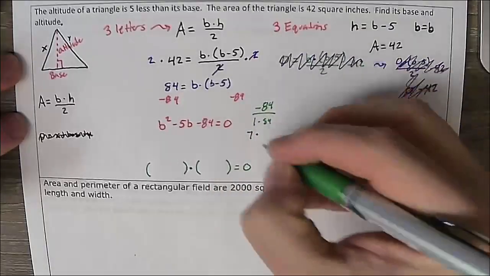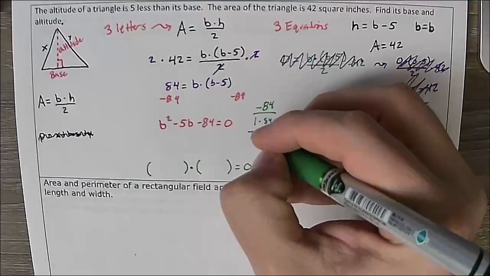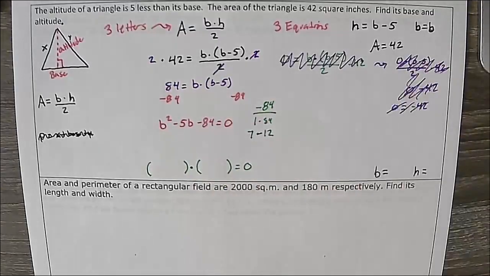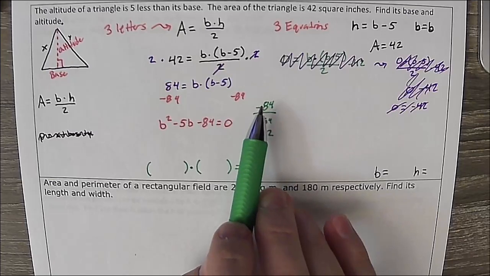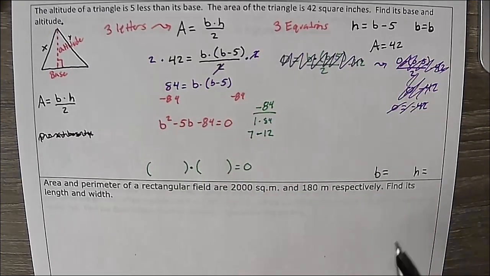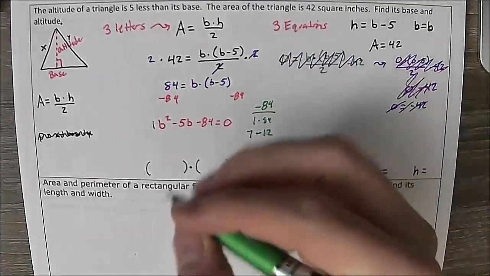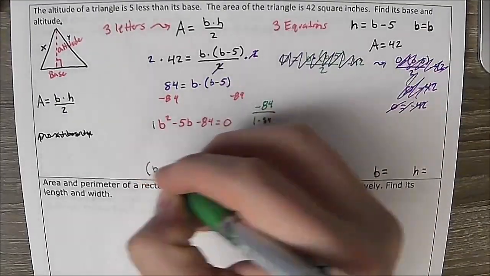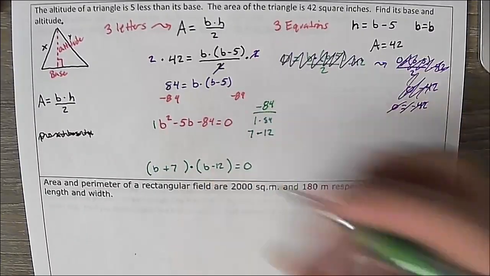So it is 7 and 12. I need the 12 to be negative in this case. That way 7 times negative 12 is negative 84, and when you combine that, we get negative 5. Because a equals 1, we can use our shortcut: b plus 7 and b minus 12.